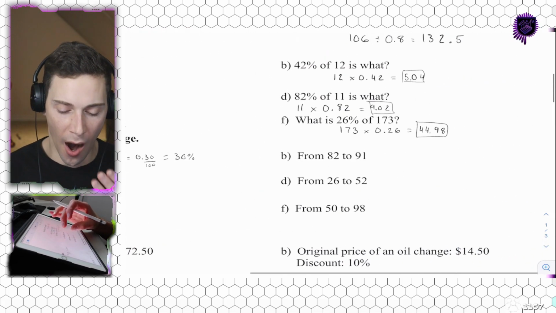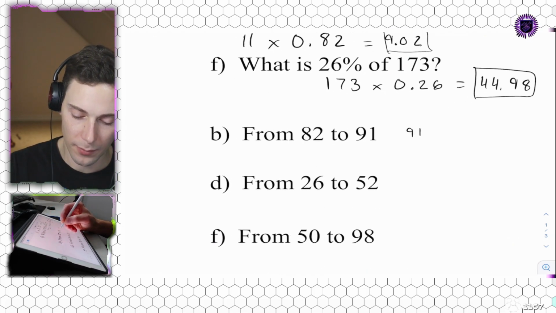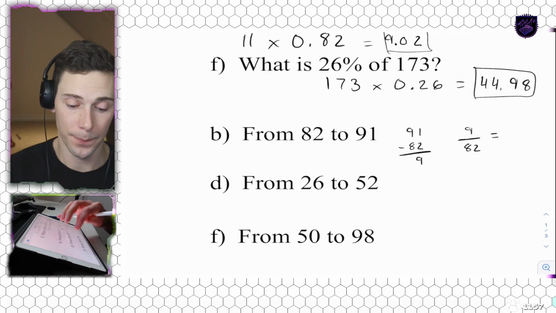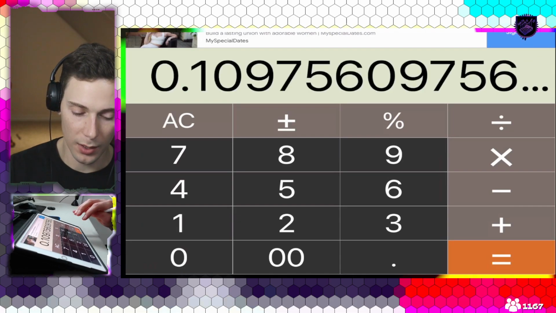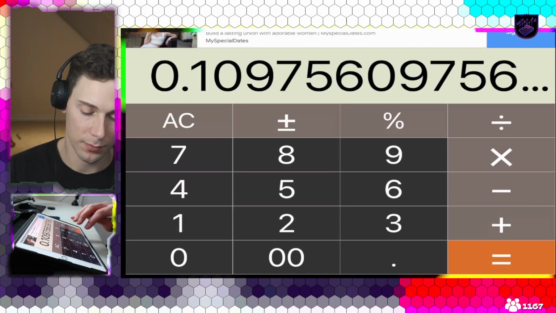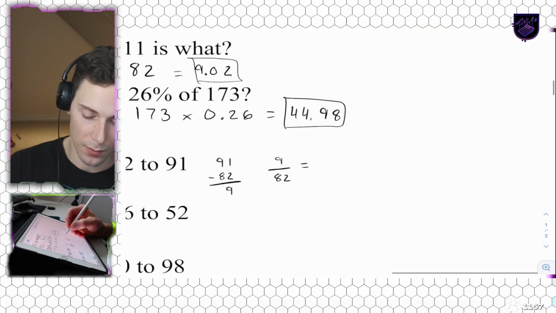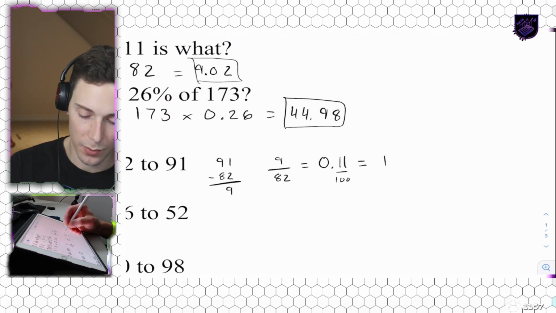B. All right, so this one's going to be 91 minus 82, which is going to be 9. And 9 over 82. It's going to be a number I don't know. 9 divided by 82 is equal to 0.11, which is equal to 11 hundredths, which is 11%.